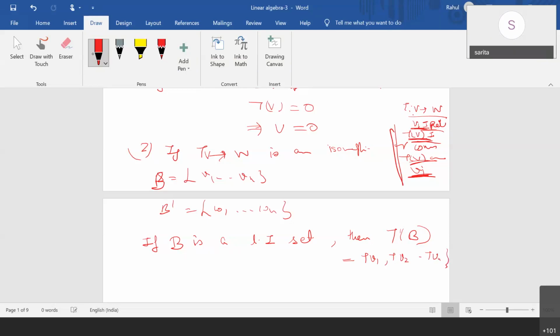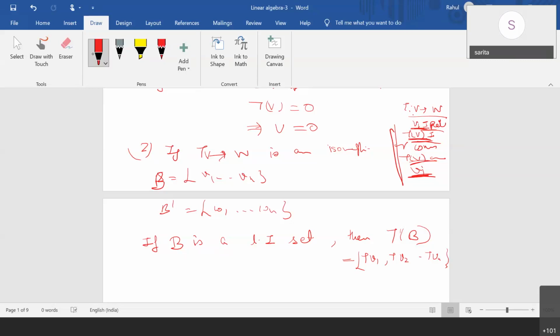There is one more property of isomorphism, which is actually a theorem. Two finite dimensional vector spaces, when they are defined over the same field, are isomorphic if and only if they have the same dimension. So when we are defining T from V to W and talking about isomorphism, then V and W are actually of the same dimension. So that's why I'm taking N and N here.